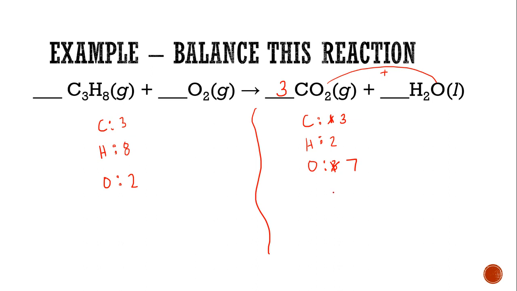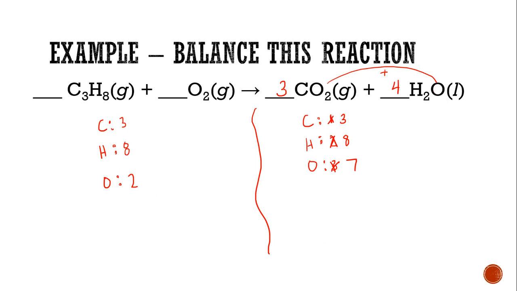Let's focus on the hydrogen next. So over here I have 8 hydrogen, but over here I have 2. So 2 times what number could get me 8? And you might say 4. So 4 times 2 can get me my 8 hydrogen. Note that that 4 also affects the oxygen over here.